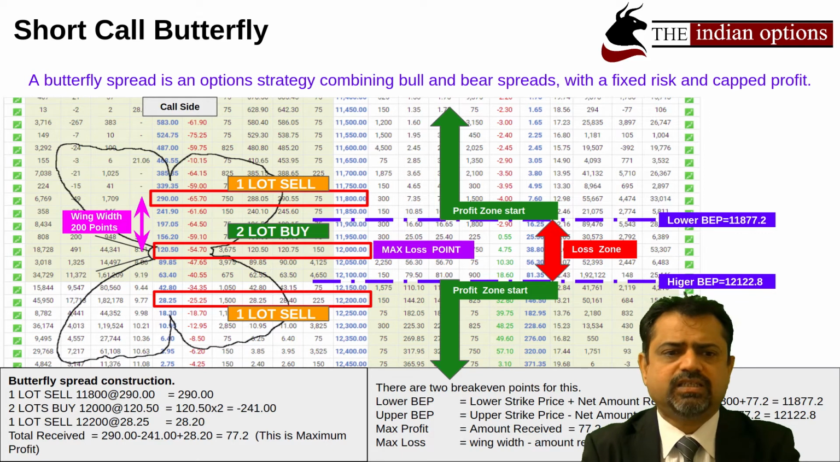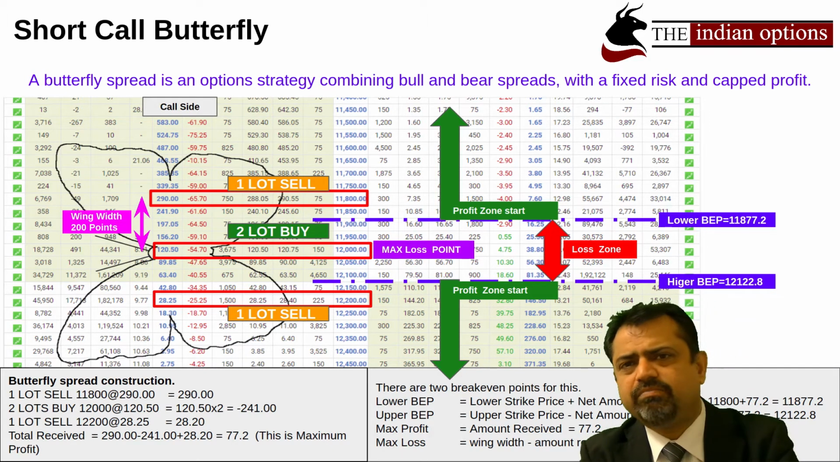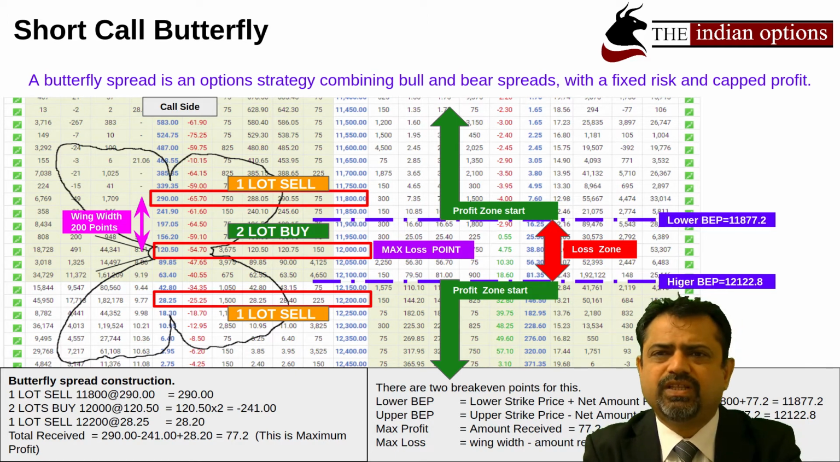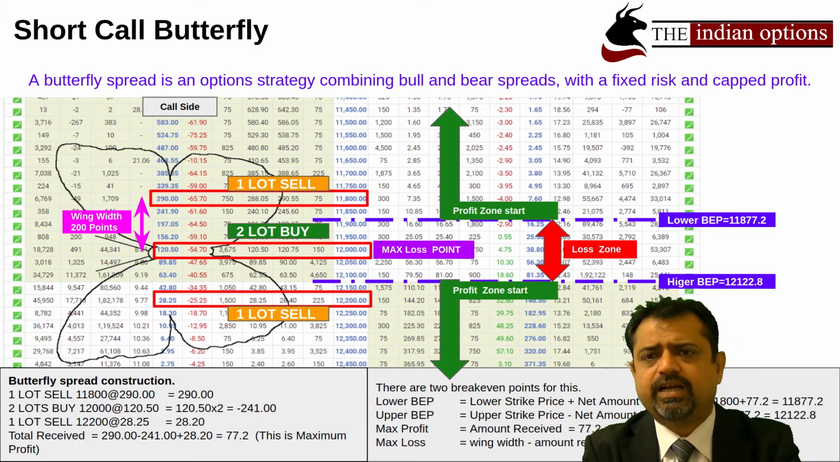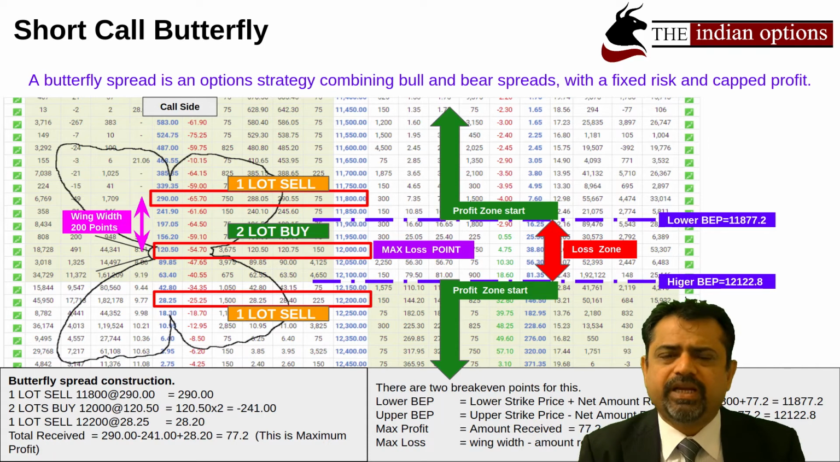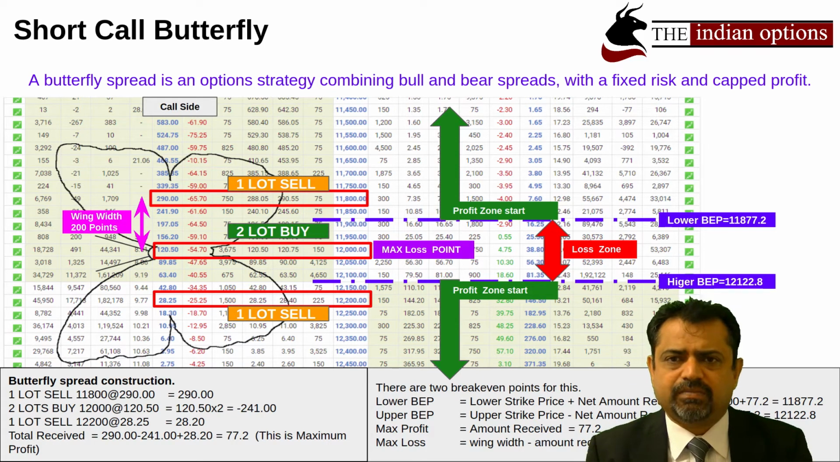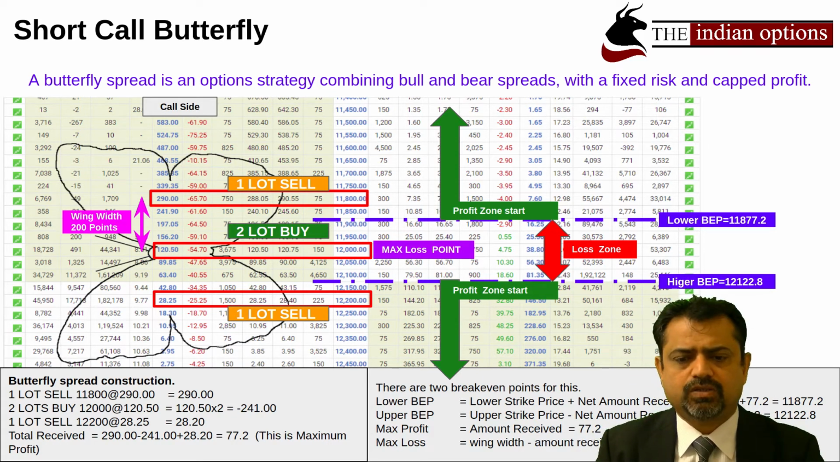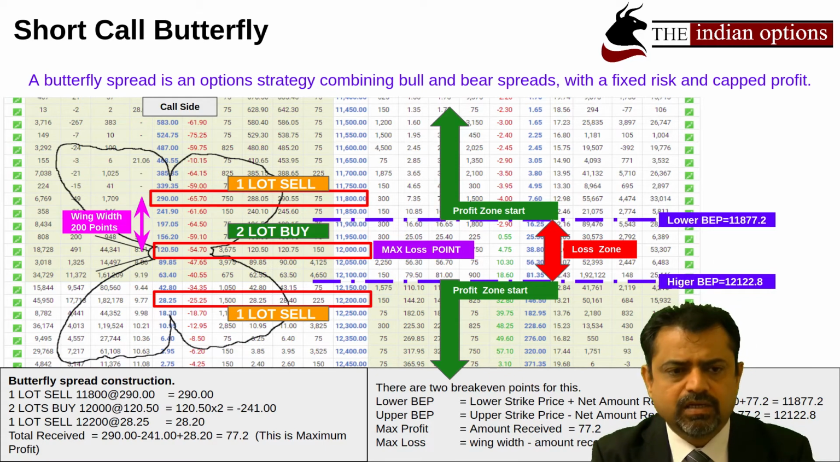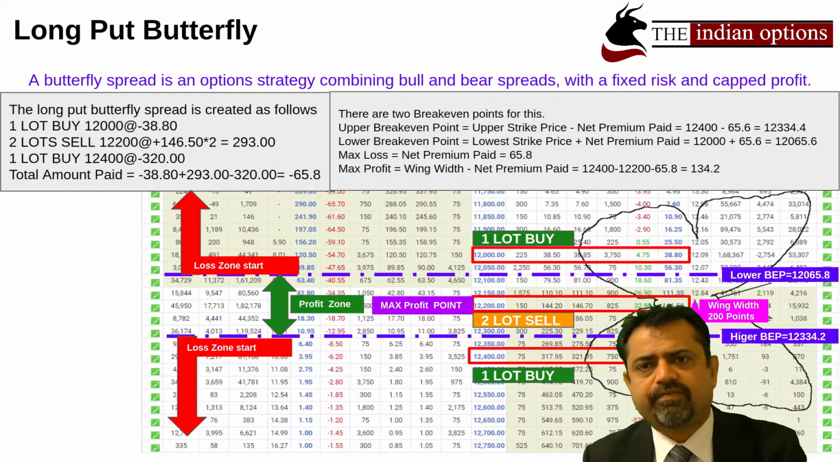That's why this strategy is actually combining the bull and bear spreads, and it is with fixed risk and capped profit. Capped profit meaning that the maximum profit you can get is that much. Okay. So moving on to the next slide, that is called the long put butterfly.